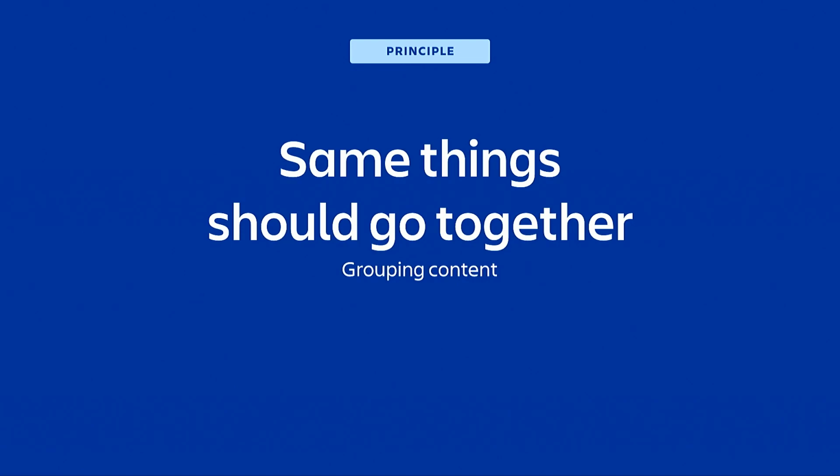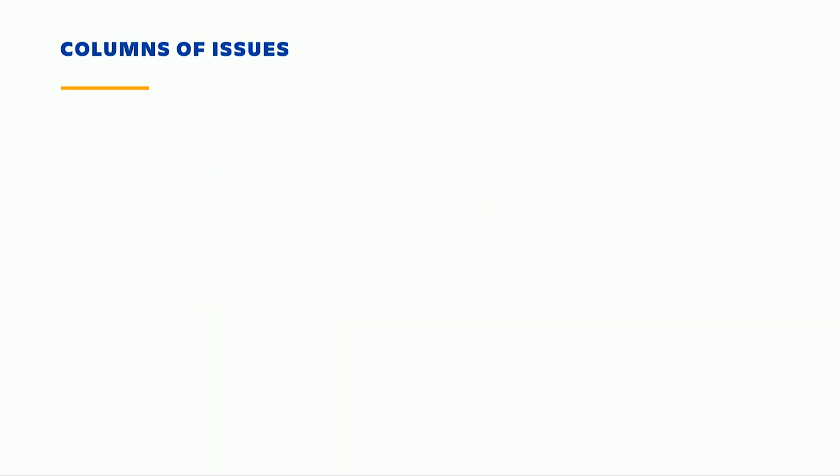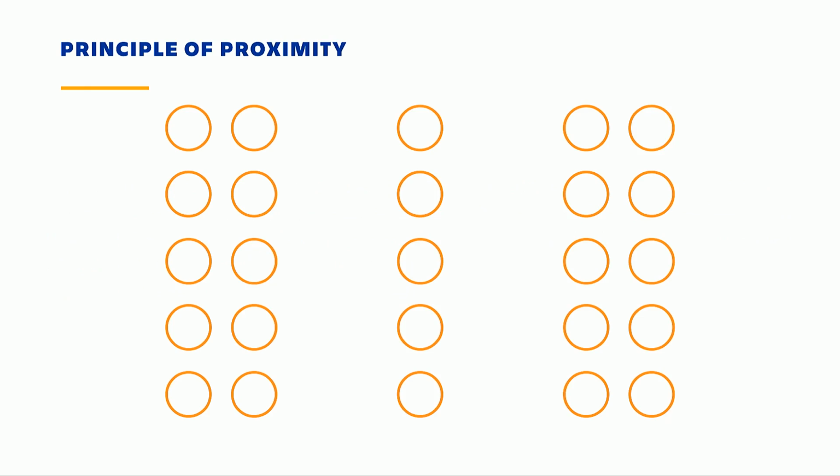And now to our second principle. The same things should go together, or about grouping content. Let's continue with our list of issues, but let's add another column. Although we can see the different parts, we've got the links and the main text and the meta text, we can't really tell where one column begins and the other ends, or actually even it's kind of hard to scan through a column in itself. What are the relationships between these issues? We can't really tell.